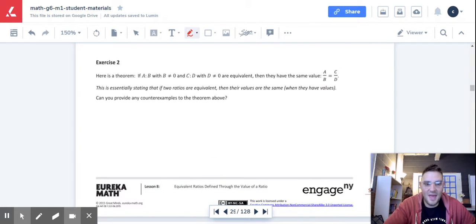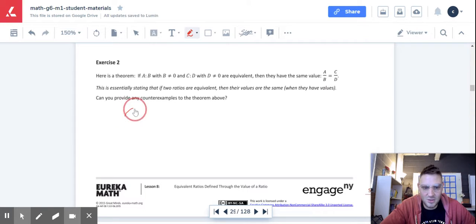Here's a theorem. If A to B, with B not equaling 0, and C to D, with D not equaling 0, are equivalent, then they have the same values: A over B equals C over D. This is essentially stating that if 2 ratios are equivalent, then their values are the same. Can you provide any counterexamples to the theorem? So can you ever prove that A over B does not equal C over D?